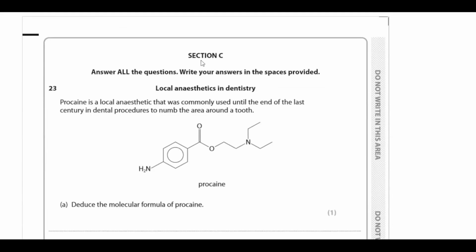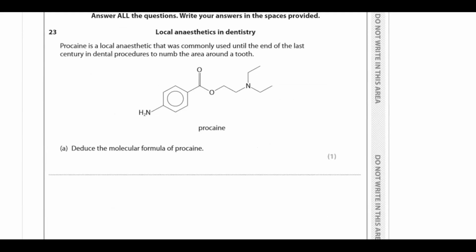Okay, with this, our section B is complete. Now let's move on to section C. In question number 23, they're saying that procaine is a local anesthetic that was commonly used until the end of the last century in dental procedures to numb the area around a tooth. So they said here to use the molecular formula of procaine.